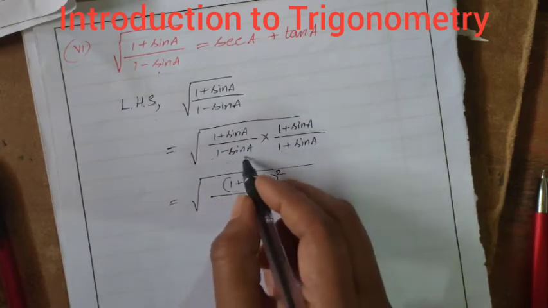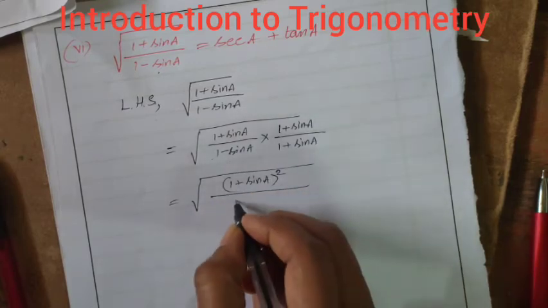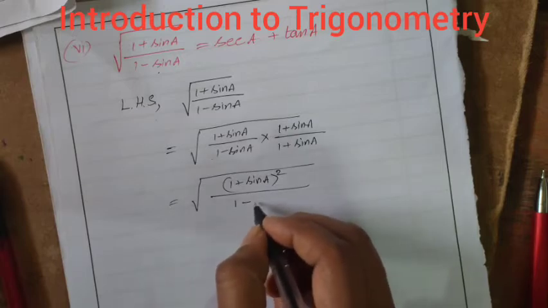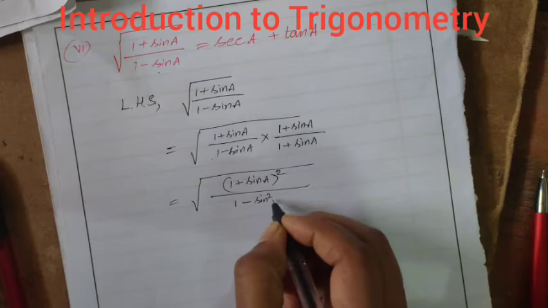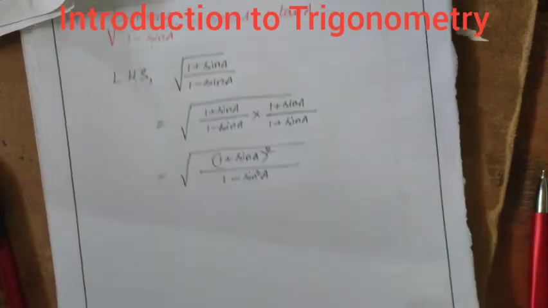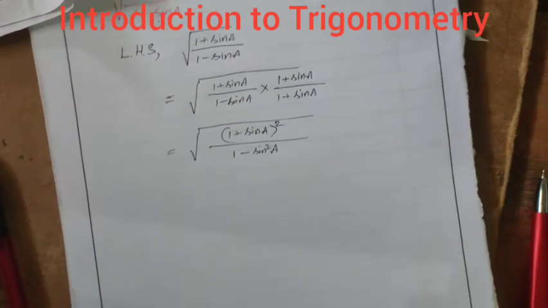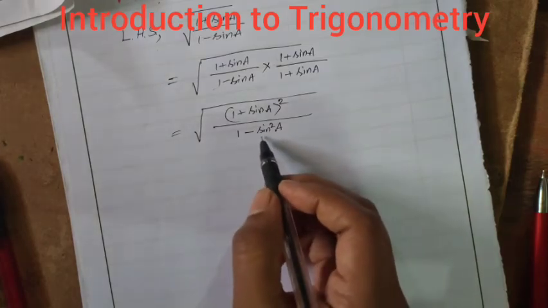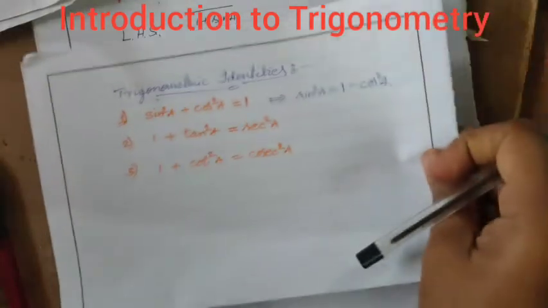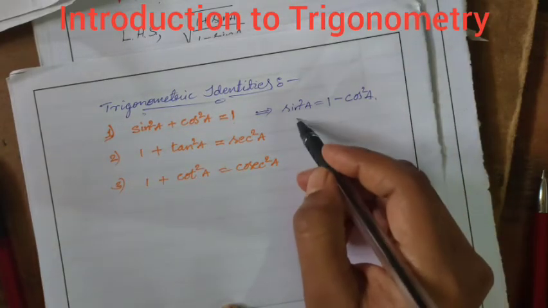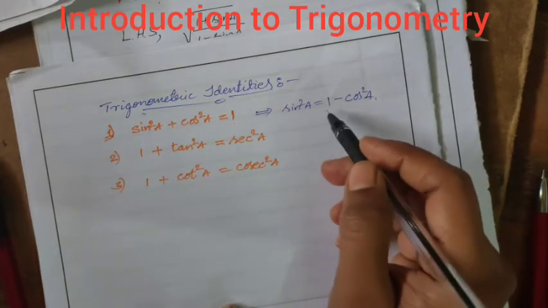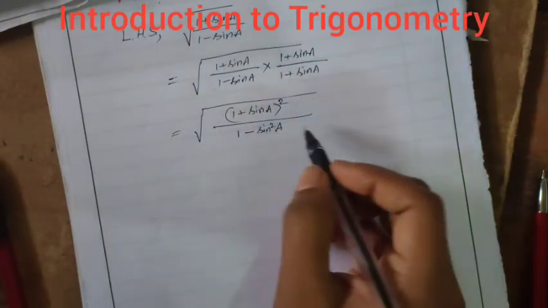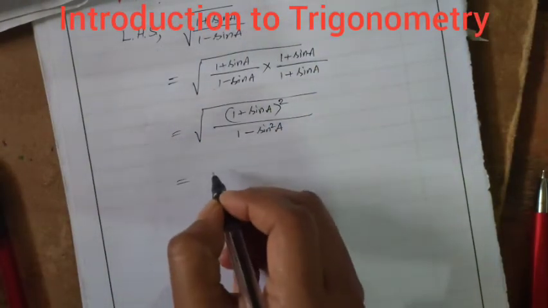It is in the form of (a minus b) into (a plus b), that becomes a square minus b square. A square is 1 square, 1 square minus b square. B square is sin square A. Now we can observe the denominator. That is 1 minus sin square A. 1 minus sin square A becomes cos square A. So in place of 1 minus sin square A, you can write cos square A.